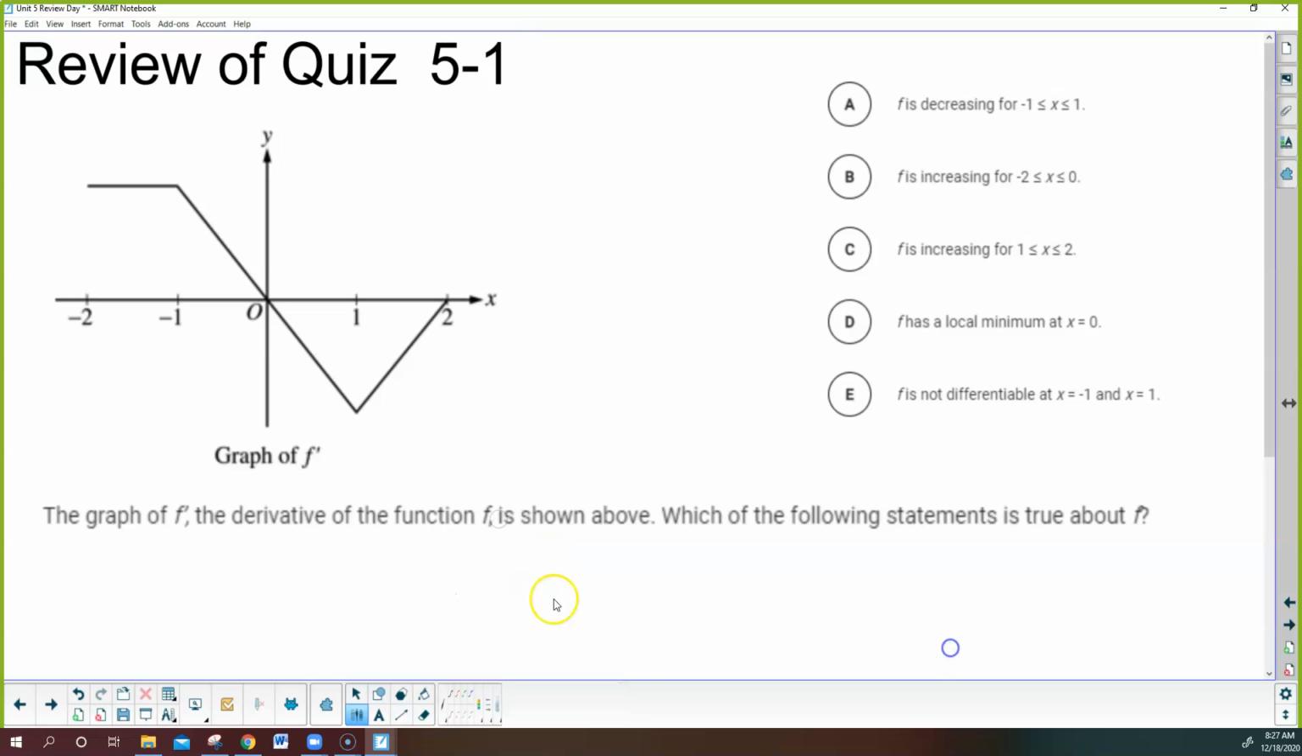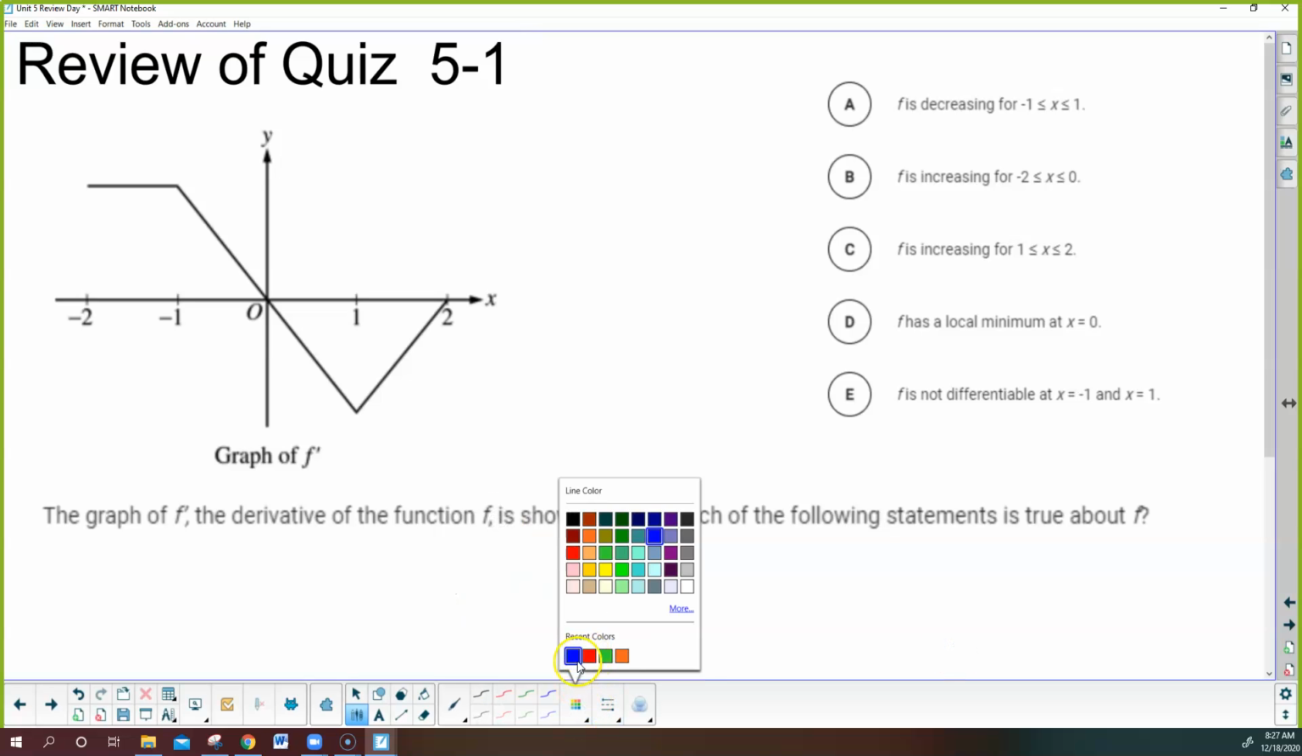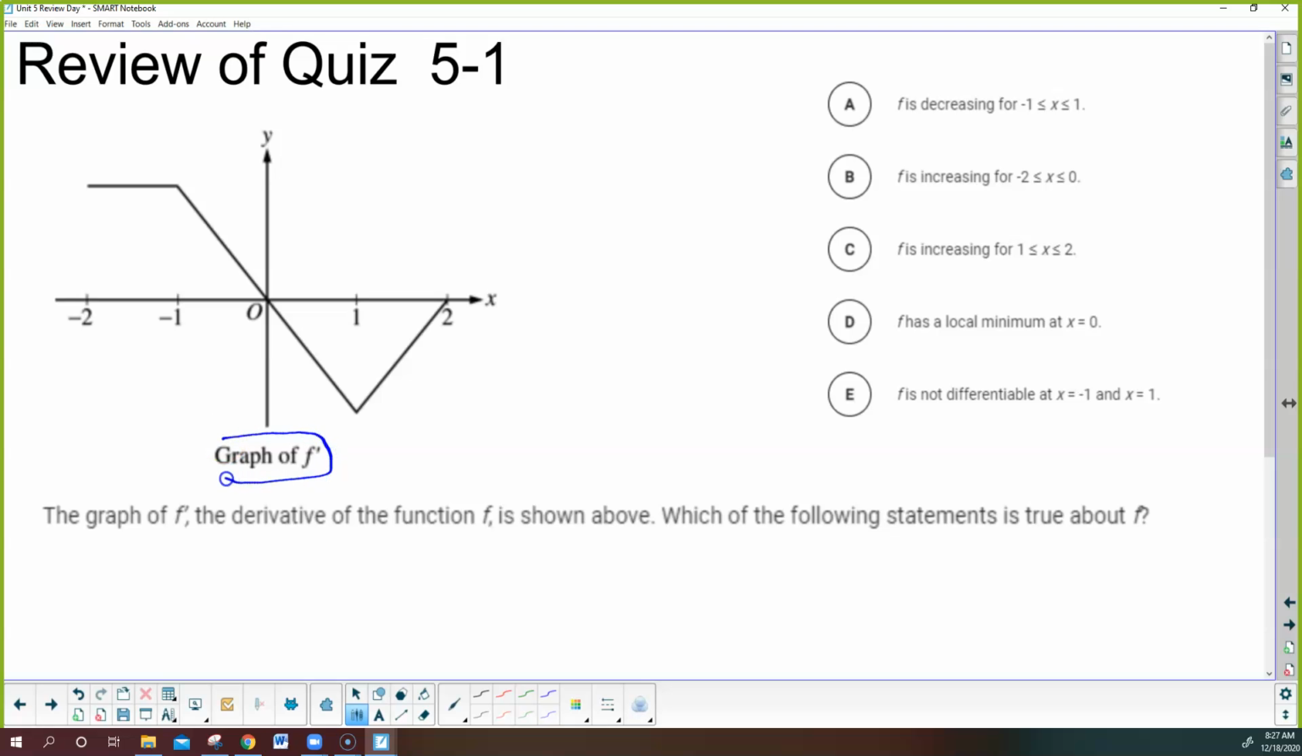So this question here asked us to analyze the graph of f prime. Now, we've done that throughout the year, but we're starting to focus on it a lot more recently. So I'm going to make a stronger connection to this. We know that this is the graph of the derivative of f. Which of the following statements is true? Well, here's what I would do if I was doing this problem.